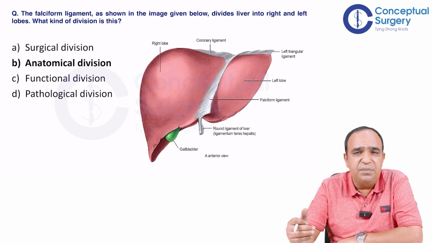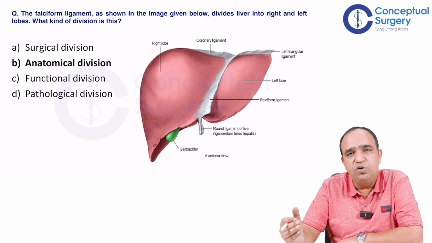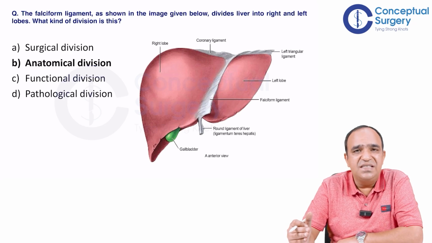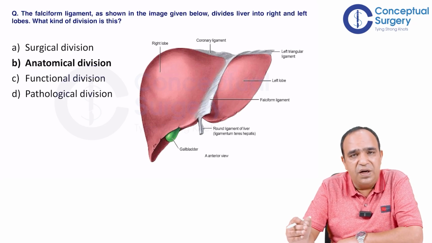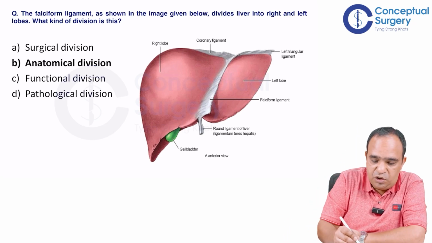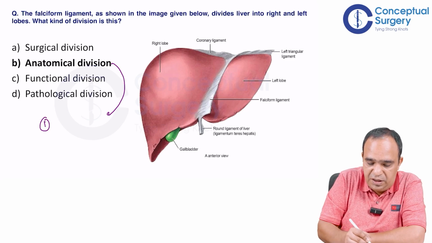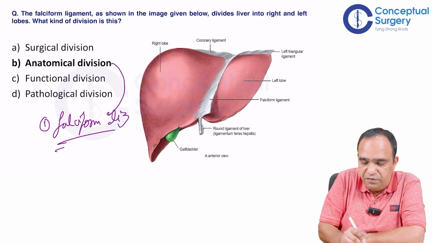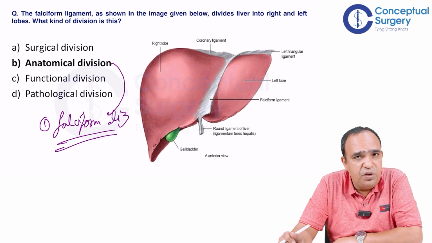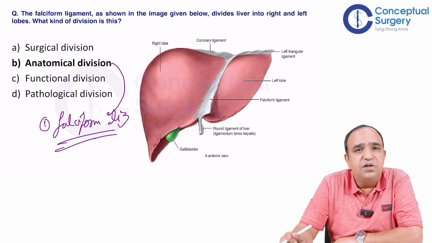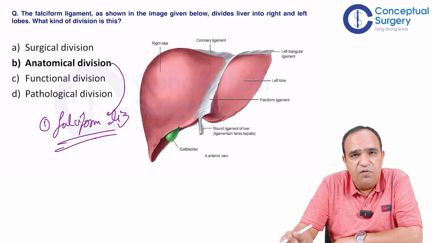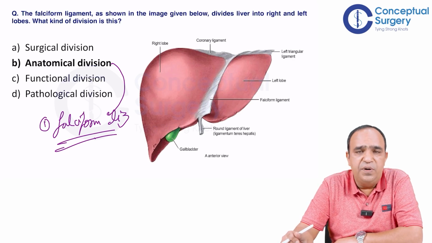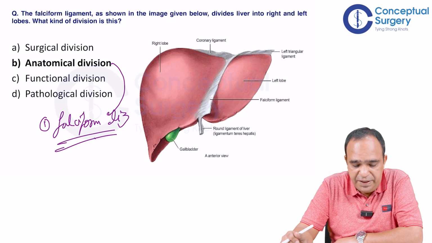So before the segmentation, we should divide the liver into two halves. Now there are two ways of dividing the liver. One is the anatomical division, one is the surgical division. Anatomical division is done by the falciform ligament. All of you know the falciform ligament. It's a peritoneal fold attaching the liver to the anterior abdominal wall. It's a remnant of the umbilical vein, the obliterated umbilical vein, right?